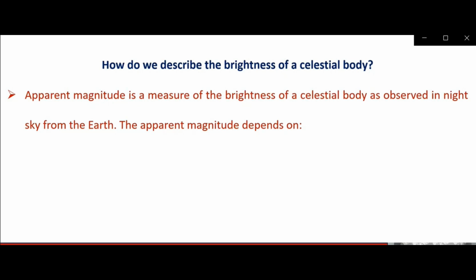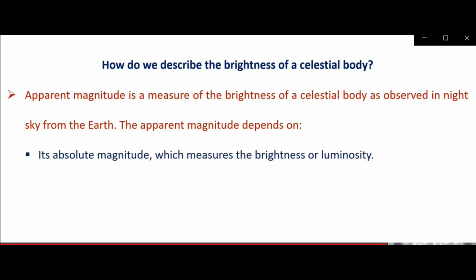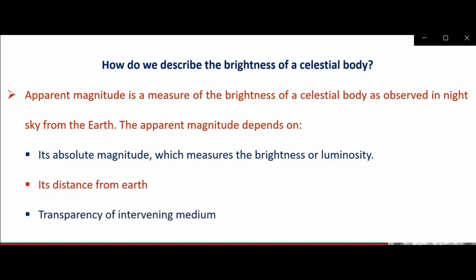Why are we interested in the apparent magnitude and not maybe something called the absolute magnitude? Because we are interested in observing the body from the surface of the earth so that it can be used for taking observations. Now, the apparent magnitude of a celestial body depends on its absolute magnitude, which is the measure of its brightness or luminosity, the distance of the celestial body from the earth, and also the transparency of the intervening medium, be it the atmosphere of the earth or the transparency of space.